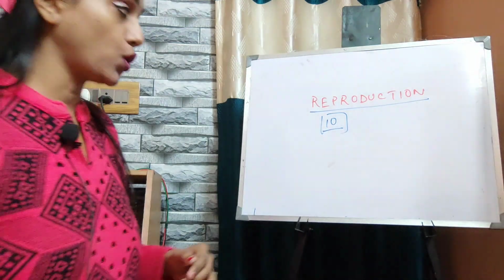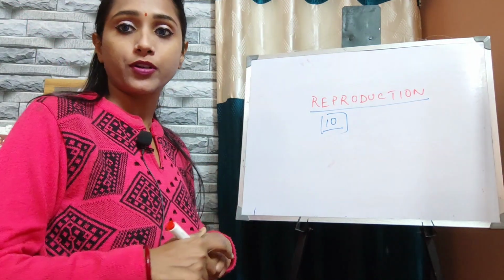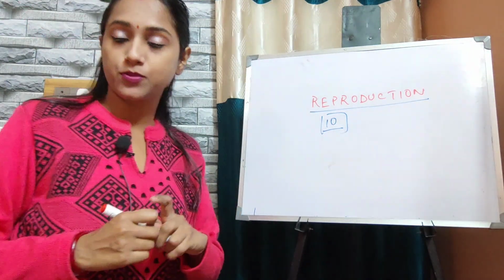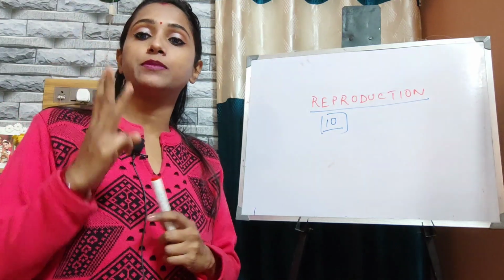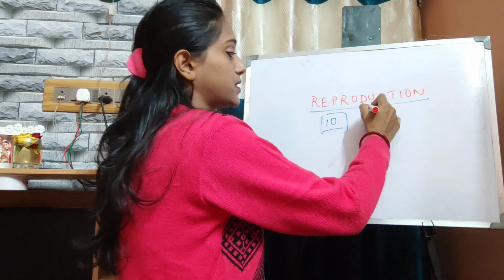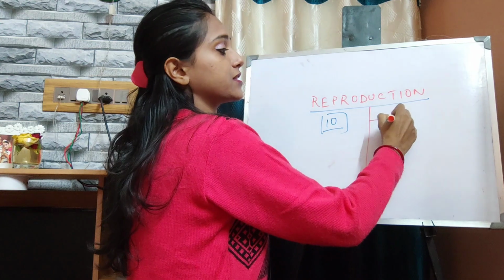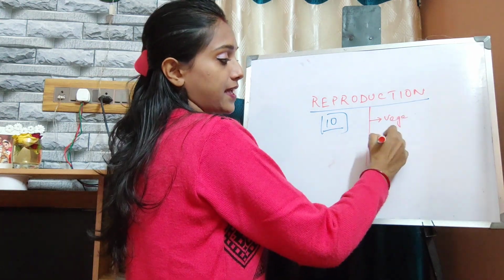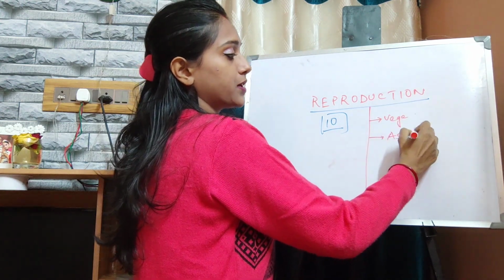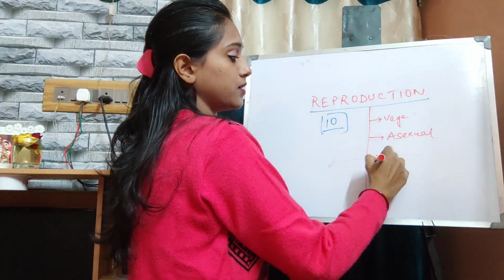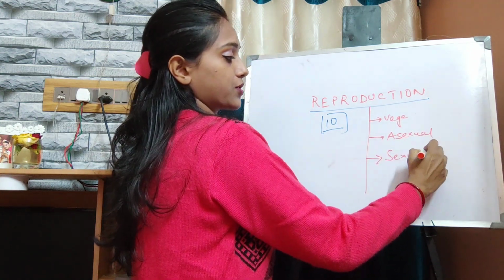Now we will go to the types of reproduction. What are the main types of reproduction? Mainly reproduction can be divided into three types. What are they? First of all, vegetative reproduction. Second is asexual reproduction. Third one is sexual reproduction.